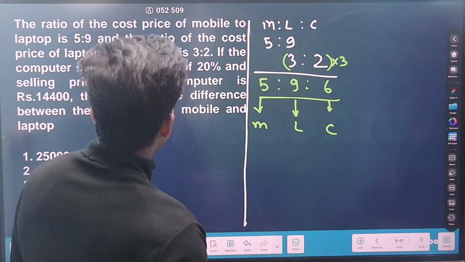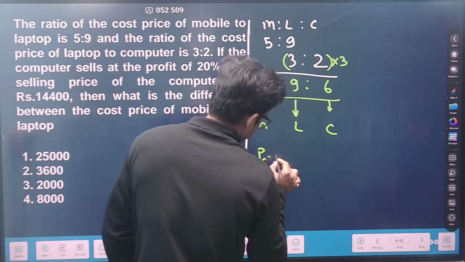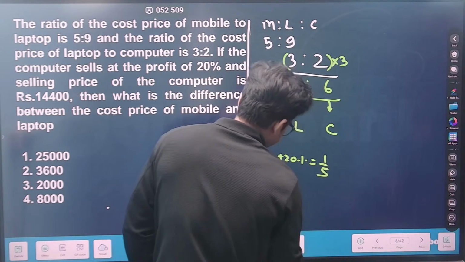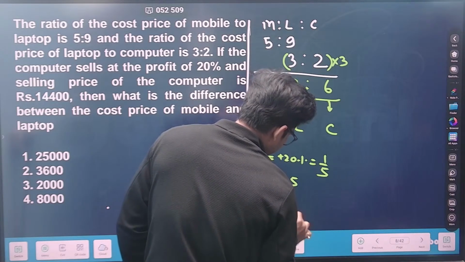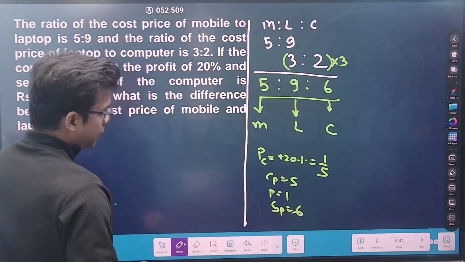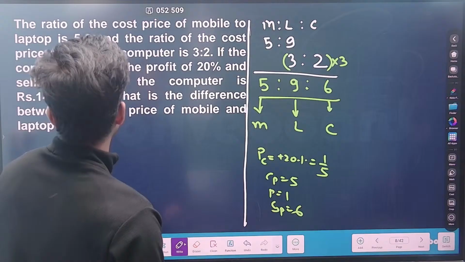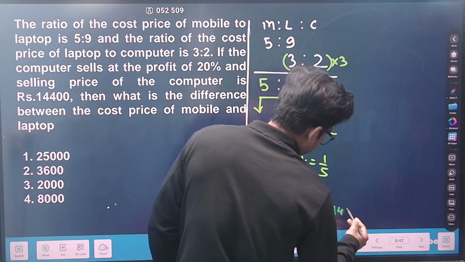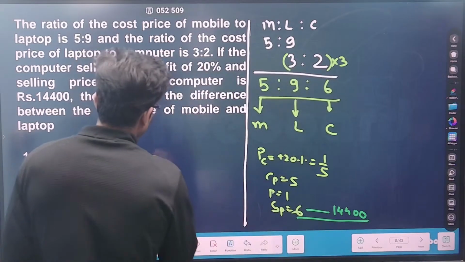If the computer is sold at a profit of 20%, which is 1 by 5, so the cost price is basically 5, the profit is 1, then the selling price would be 6, isn't it? Now they're saying the selling price of the computer is 14400. So if the value of 6 is 14400, then 1 would be how much?